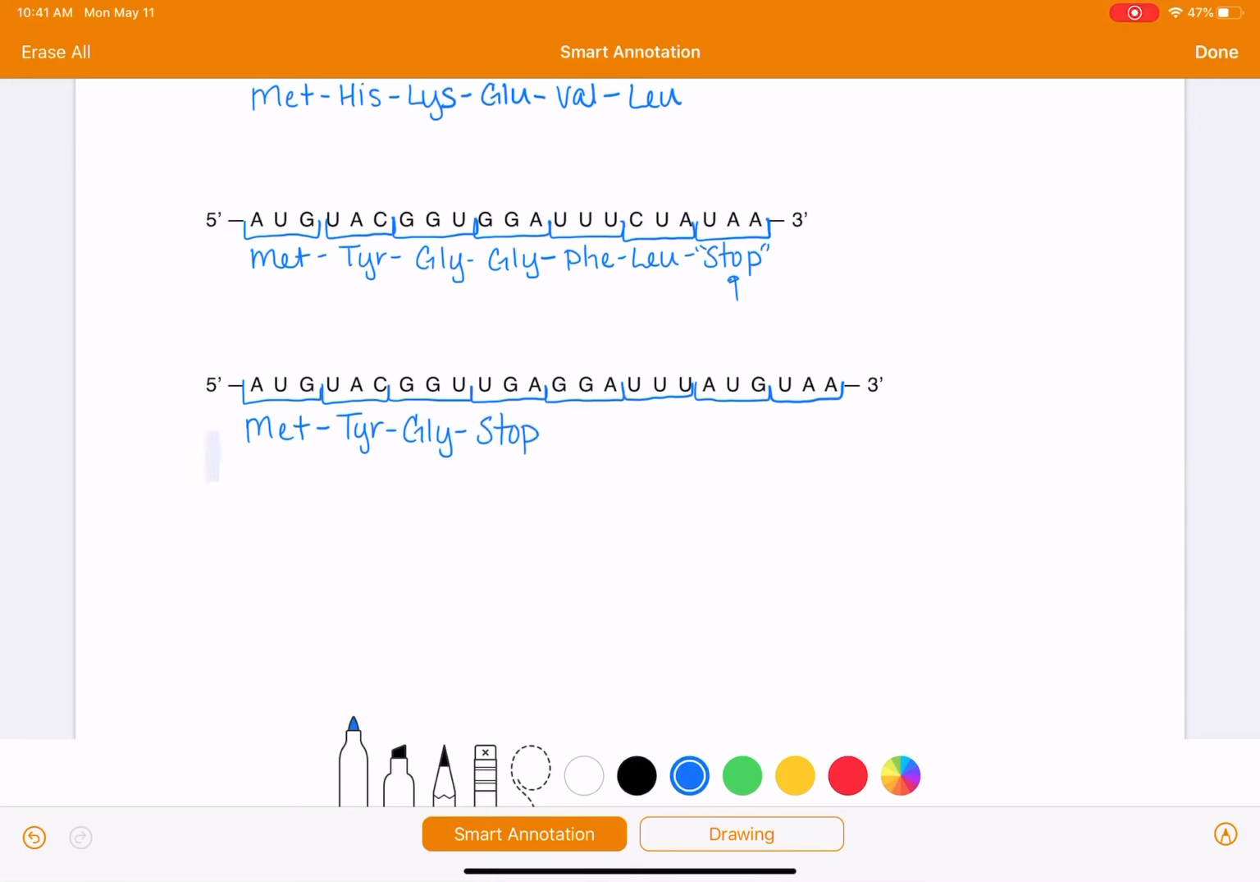In a situation like this, where you run into a stop codon in the middle of a chain, you should follow the instructions and stop, which means that we will not continue reading the rest of the strand.